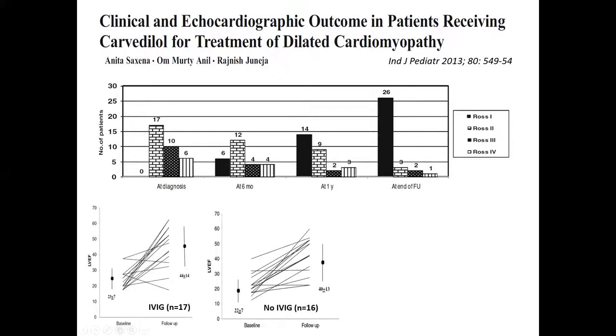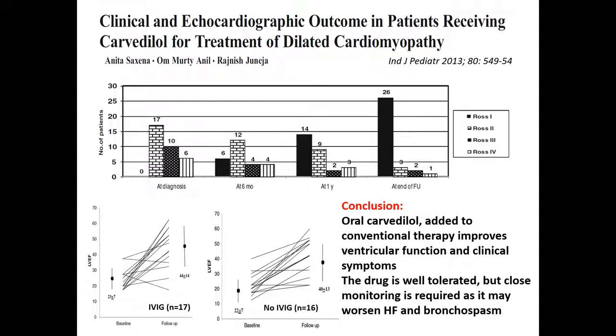We also saw if there was a difference between those patients who were given IVIG versus those who were not given IVIG, but the improvement was in both these classes. So the conclusion was that oral carvedilol added to conventional therapy improves ventricular function and clinical symptoms. The drug is well tolerated. However, close monitoring is required because it may worsen heart failure and it may also produce bronchospasm.